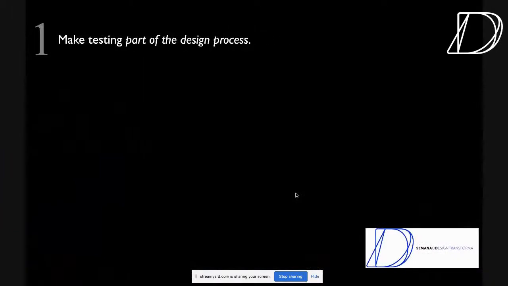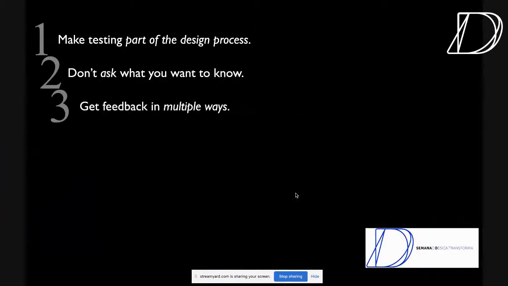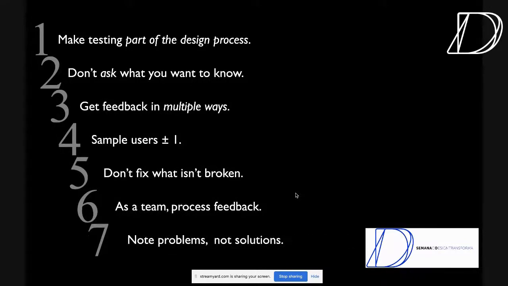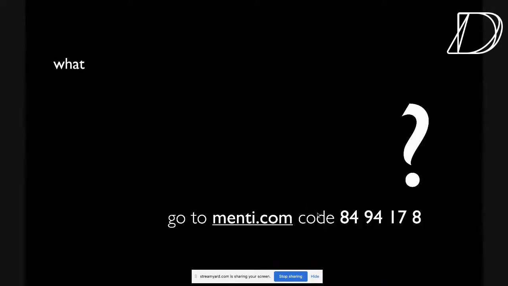Okay, so these are really the 7 things that have helped us. Your testing should be part of the design process. Don't ask what you want to know. Find other ways to figure that out. Get that feedback in multiple ways, never just one testing method. Get your users plus or minus one and the gatekeepers. Don't fix what isn't broken. It's okay to ignore some advice. Do that as a team. And then make sure when you're documenting that you're noting problems and not solutions.